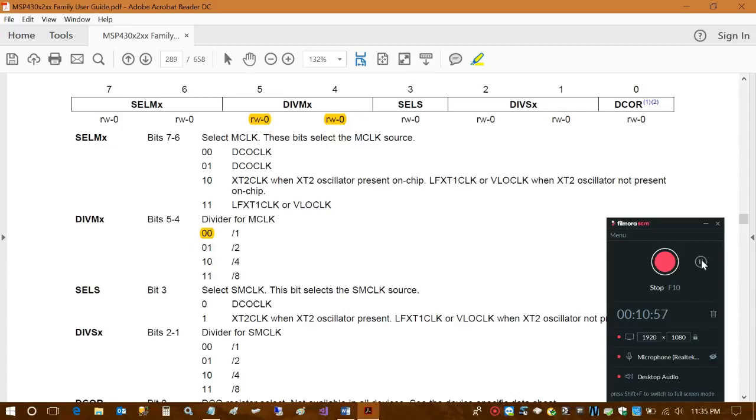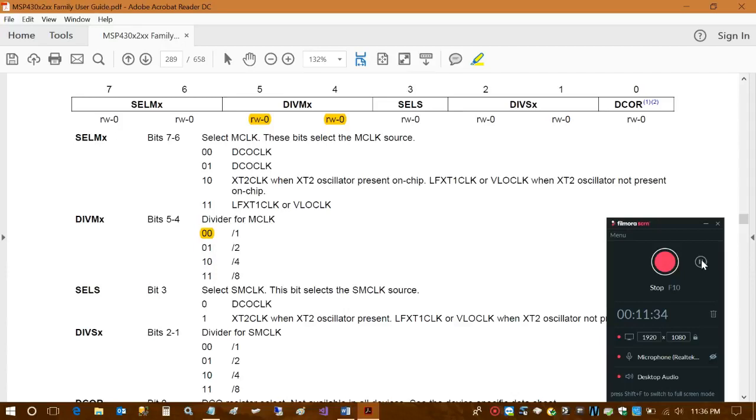The point remains, why should we do a double selection for SMCLK? You had SELMx before in bits 7 and 6 and SELS in bit 3. Now whether you want to select the source from the DCO or from the XT2 or LFXT1 or VLOCLK, the first selection has to be done from the SELS, and then whether you want to select it from LFXT1, VLOCLK or XT2 has to be done from bits 7 and 6.